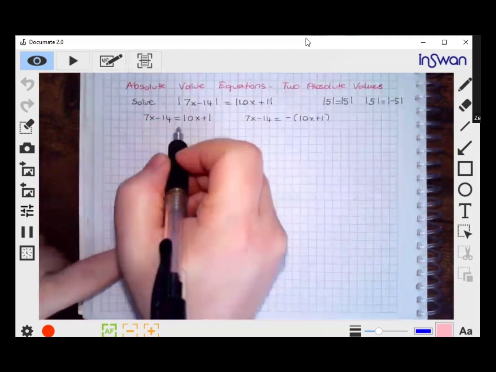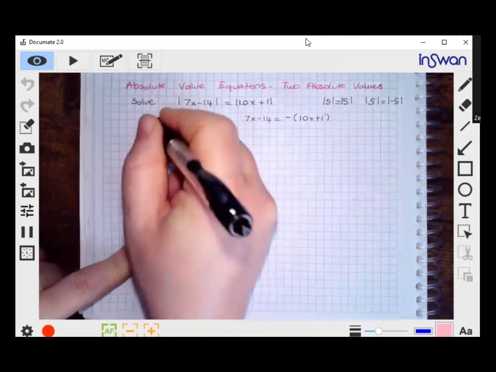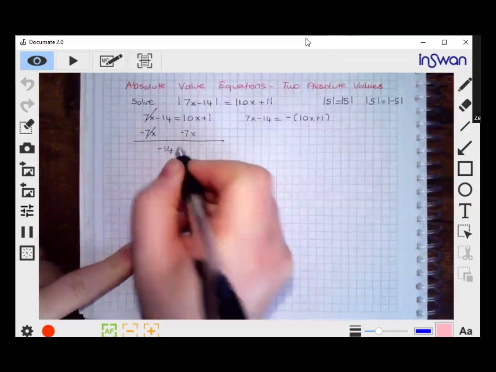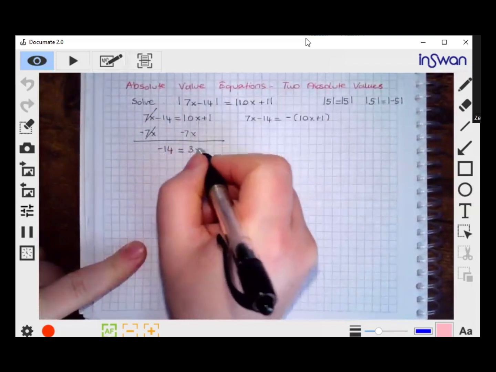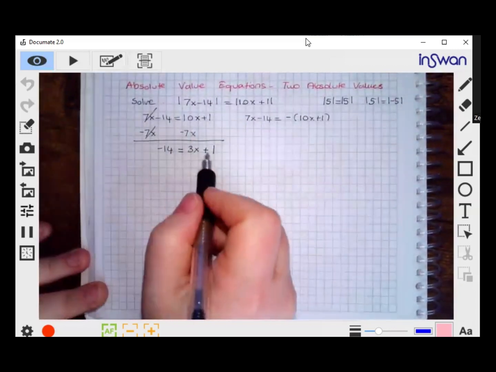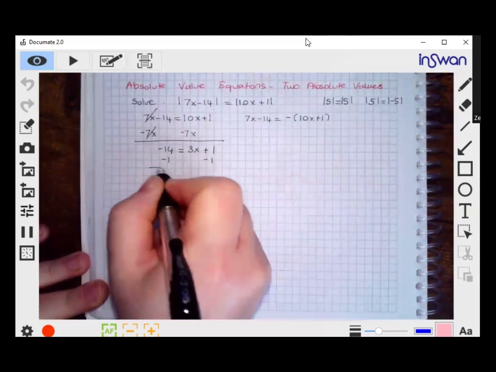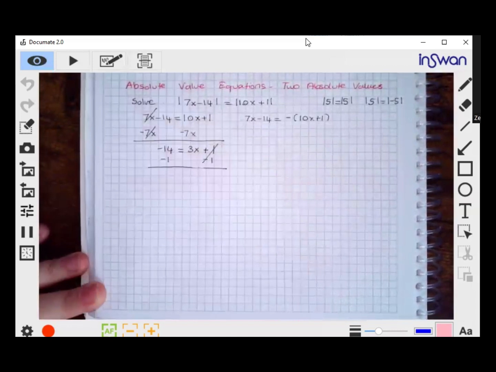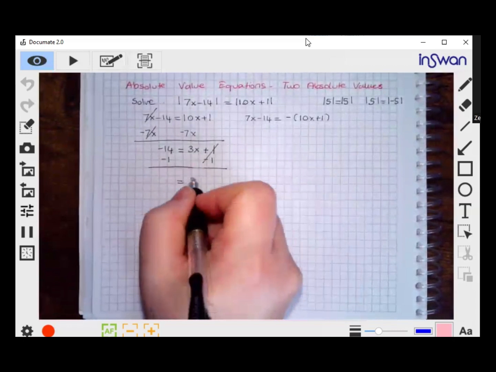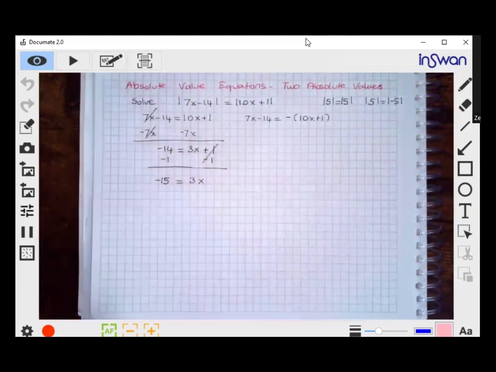So in the first case, we can just subtract 7x from both sides, which cancels the 7x's on the left. So negative 14 equals 10x minus 7x, which is 3x, and drop the 1, which is 3x plus 1. And then we can subtract 1 from both sides. So we are collecting the numbers on one side and the variables on the other side. 1 minus 1, we don't have any more numbers on the right. And negative 14 minus 1 will be negative 15.